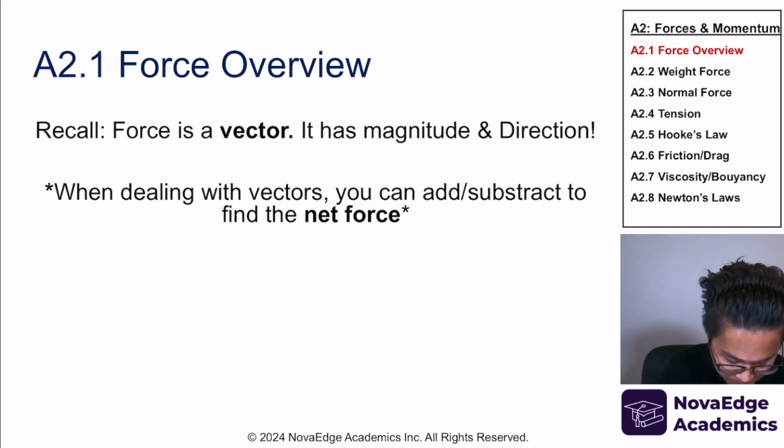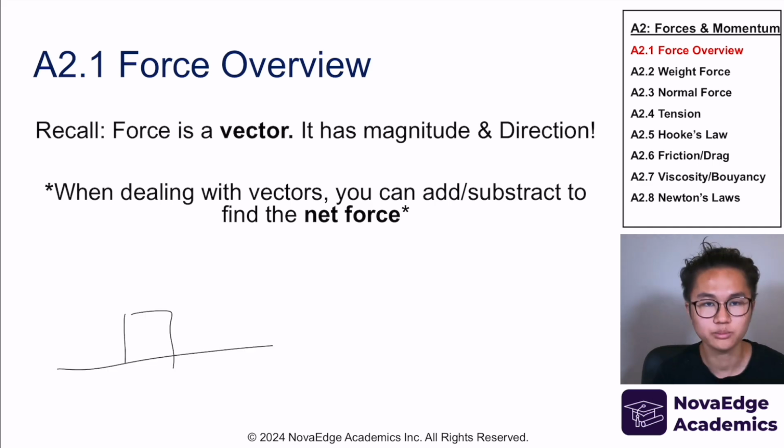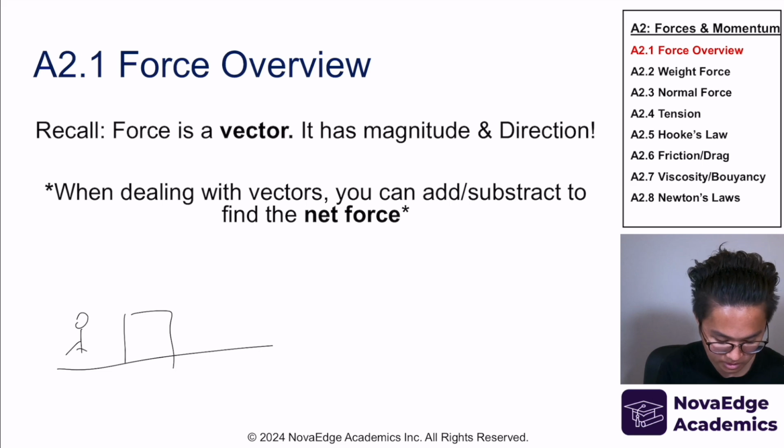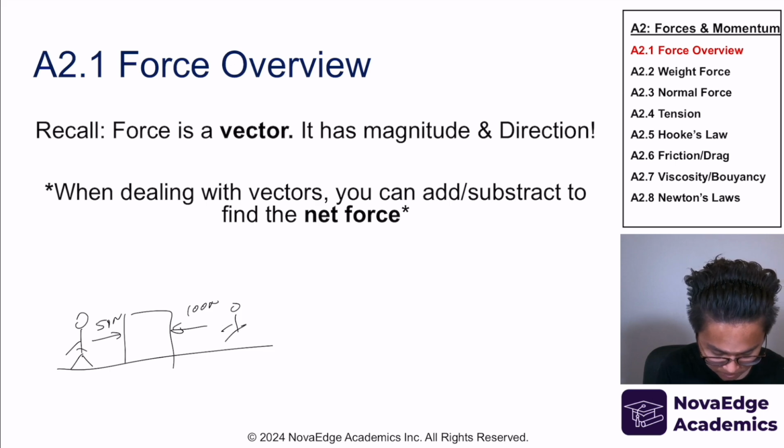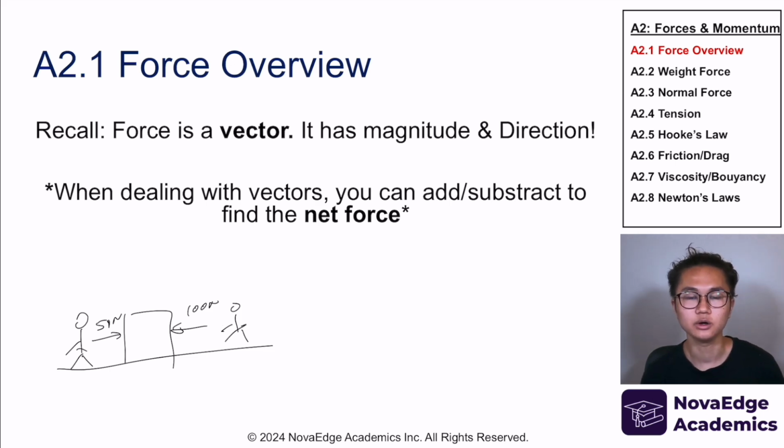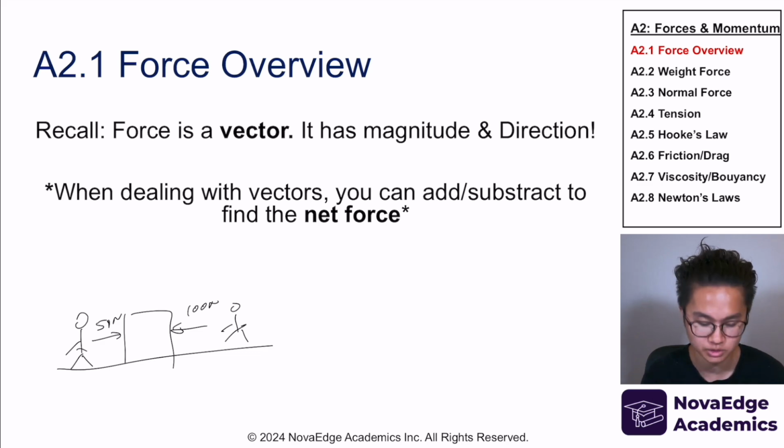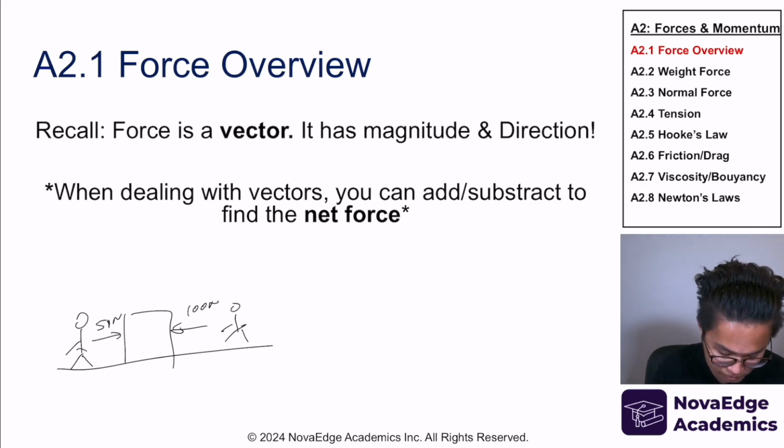As an example, if I had a box and there were two people on each side, one pushing it with 50 newtons and the other pushing it with 100 newtons, then I can easily tell that the object will be traveling to the left side because there is a net force of 50 newtons to the left, right? It's quite simple.